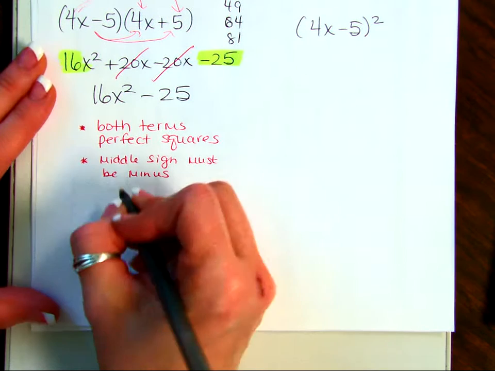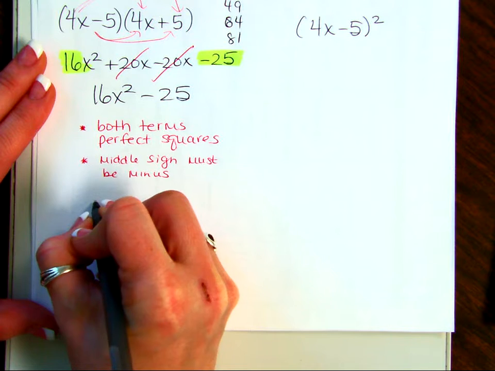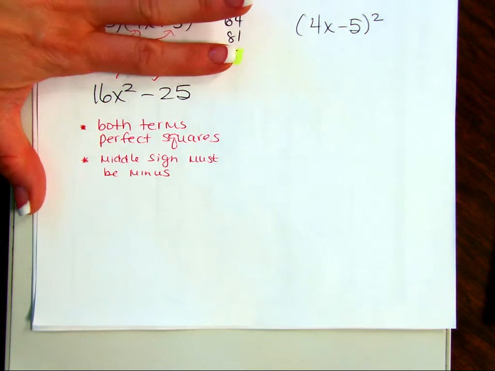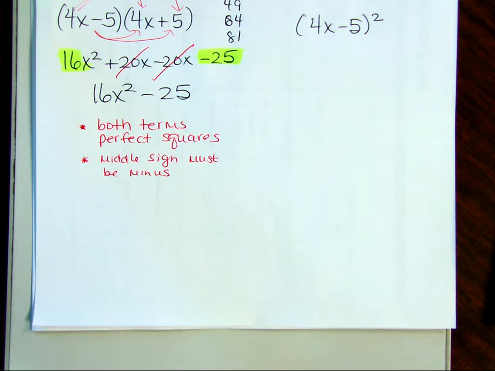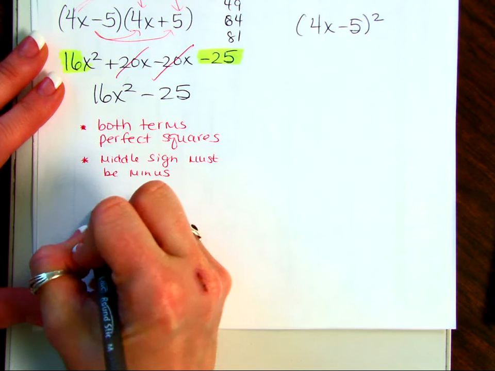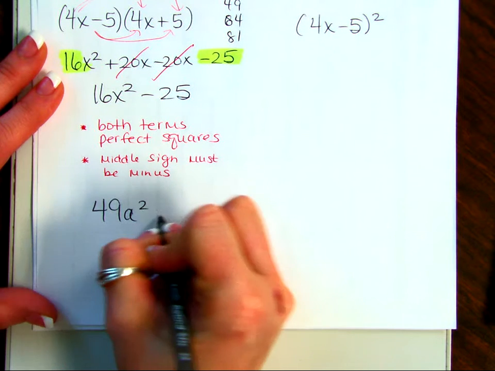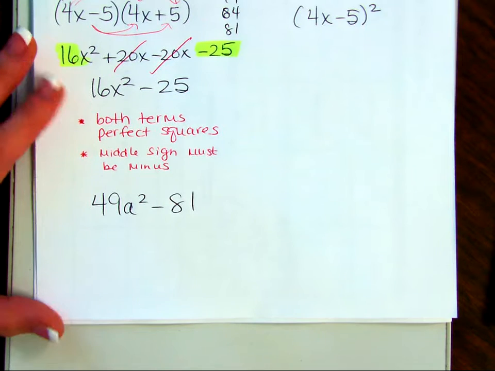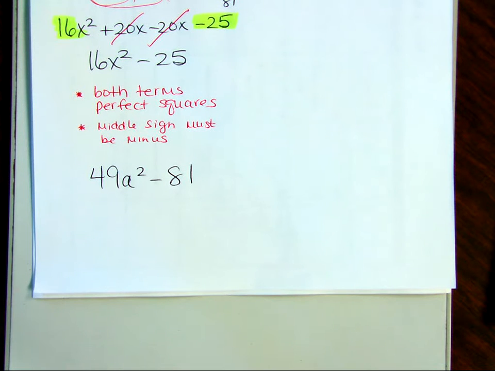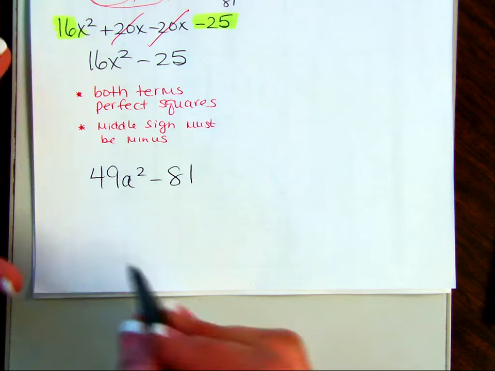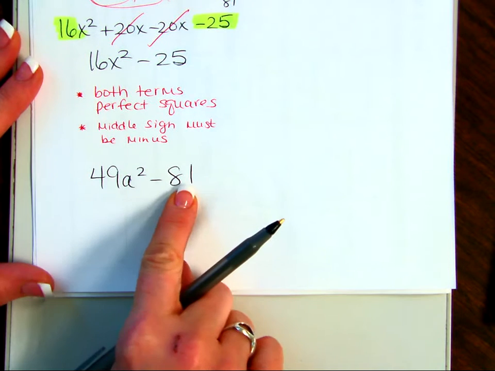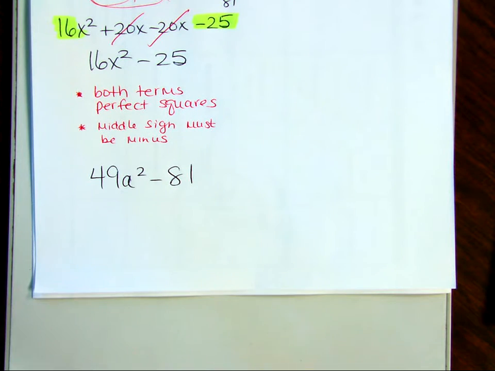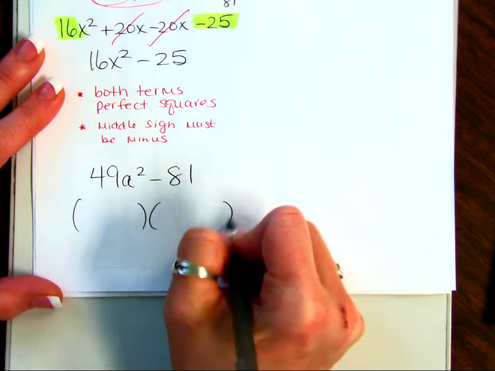So if I were to ask you to turn around basically and give you this instead of multiplying it, we're going to go backwards. I'm going to give you the answer. I'm going to say 49a squared minus 81. What two binomials did I multiply together to get that answer? So the first thing you do is you look at it. Does it qualify? Square number, square number, minus? Okay? If it does qualify, then you make your two parentheses.